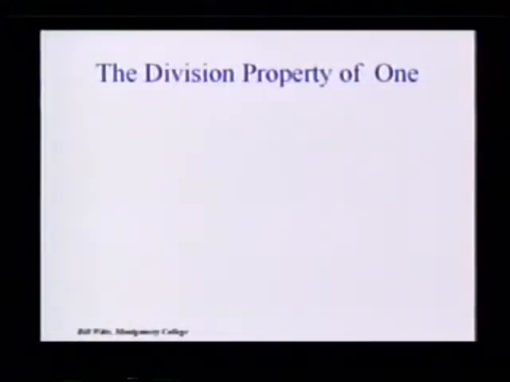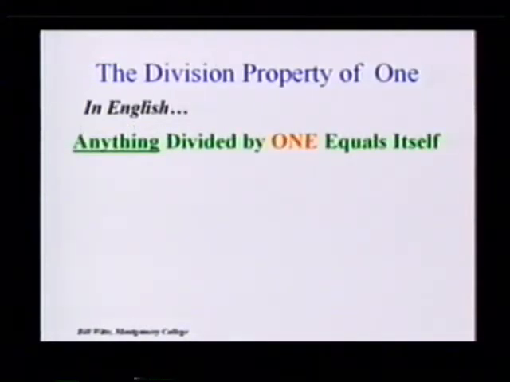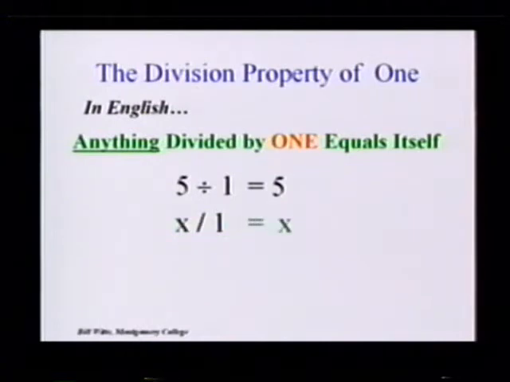The first one, the division property of 1, not so hard. Chop. Basically, in English, anything divided by 1 equals itself. Well, here the term 1 is the identity element. You end up with the same identity. You can take Clark Kent's glasses off, but he's still the same guy. We know who he is. 5 divided by 1, still 5. X divided by 1, still X.